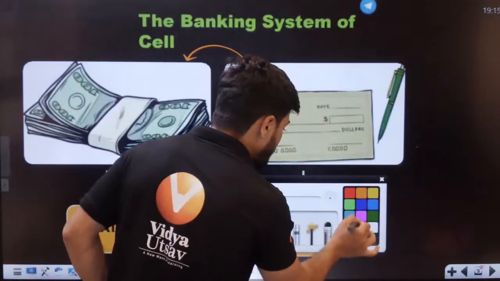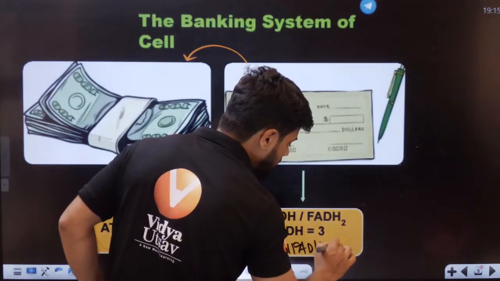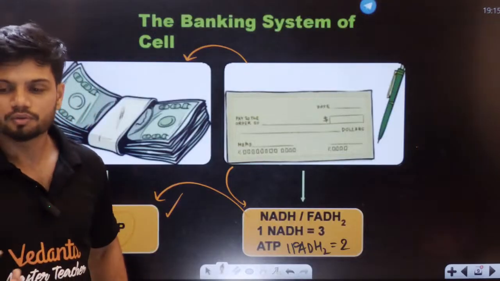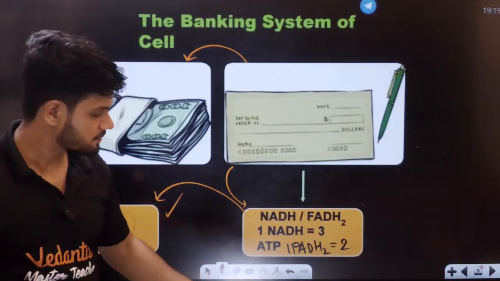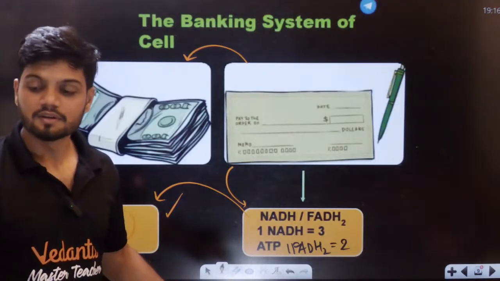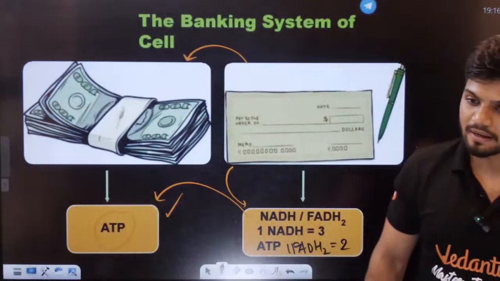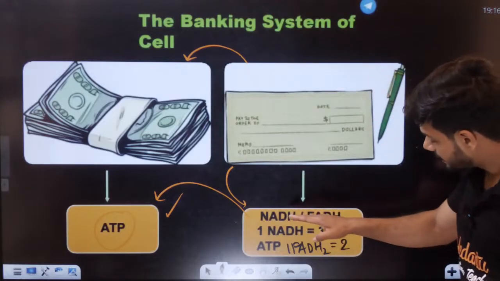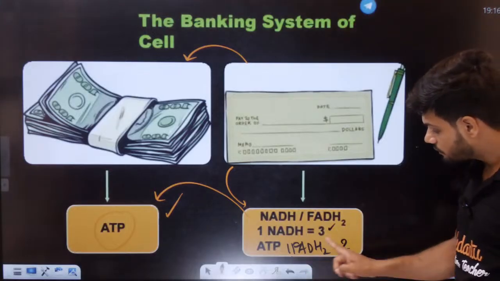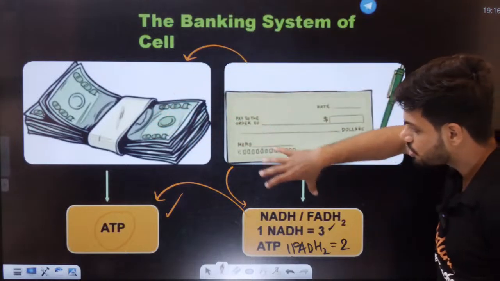And students, from one FADH2 you can get 2 ATP. Okay. So students, just try NADH in Google, you'll get it, friends. Nicotinamide adenine dinucleotide. Okay. So NADH and FADH2, right? One NADH will give you 3 ATP, one FADH2 will give you 2 ATP. From FADH2 you get cash, from NADH you get money.